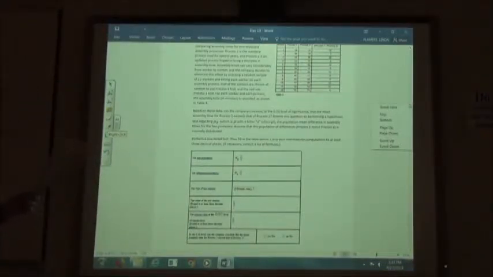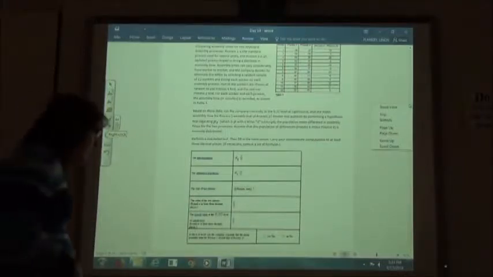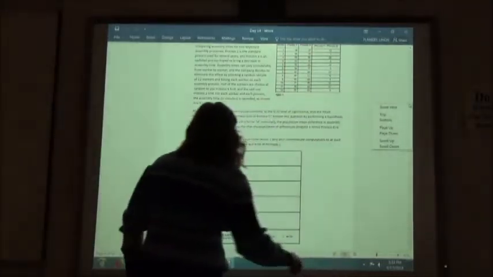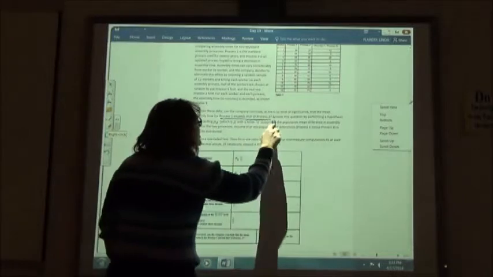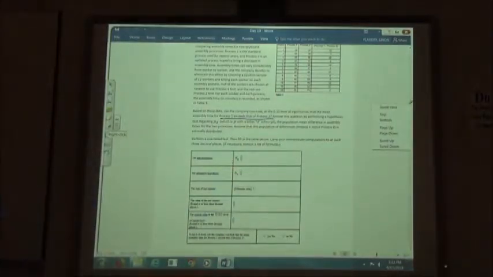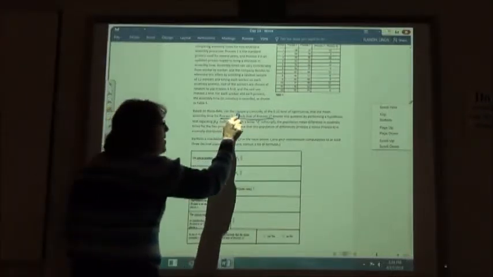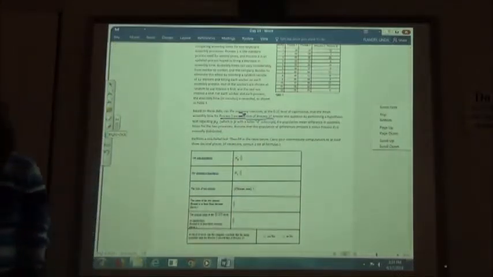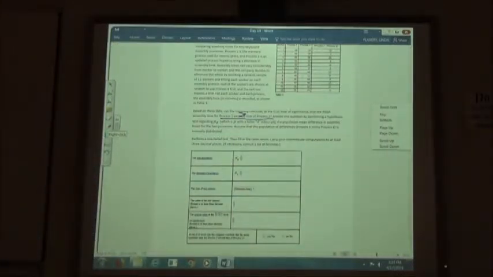Based on the data, can the company conclude at a 0.10 level of significance that the mean assembly time for process 1 exceeds that of process 2? So, this one wants to know if process 1 exceeds process 2 instead of saying the difference. If something exceeds something, it means that it's greater than, right? The word exceeds means greater than.